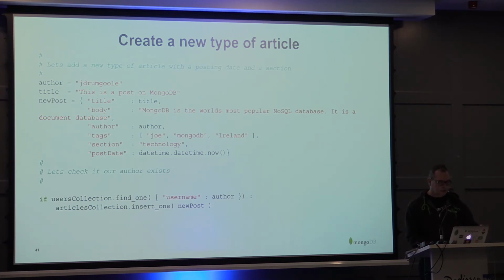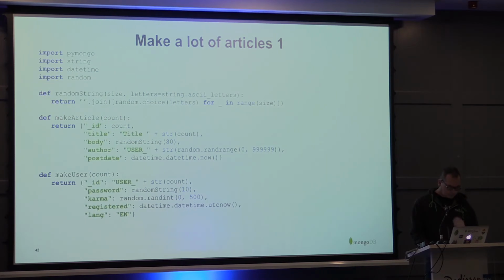This one has a section and a post date, because we realized, oh, hang on a minute, how can it be a blog without a posting date? So now we just put in the new post date, same model as before, we just insert it and away it's going to go. It's going to work. This is a new document type. We could go back now and add that field with an update to the other inserted documents.